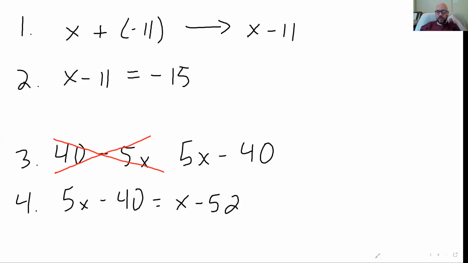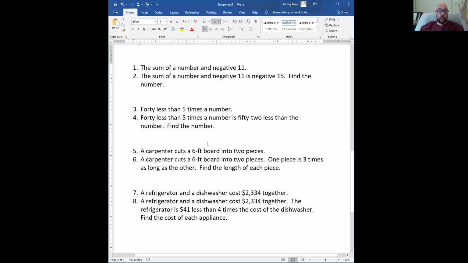All right, let's do something that's not quite so simple. We'll do an actual word problem, or an actual story problem. So here's the problem we eventually want to set up: A carpenter cuts a 6-foot board into 2 pieces. One piece is 3 times as long as the other. Find the length of each piece.